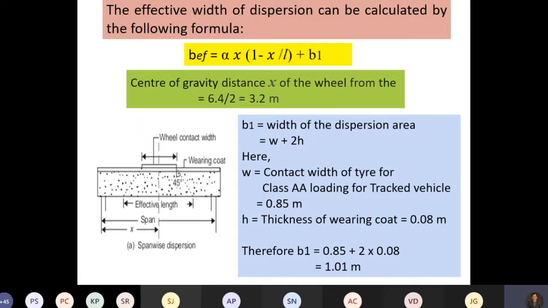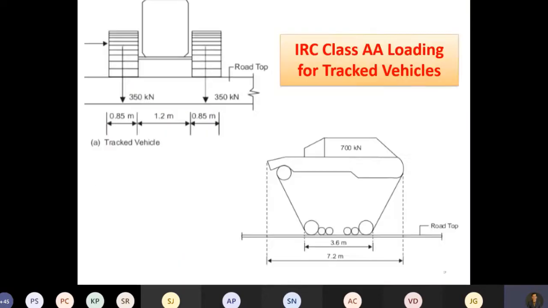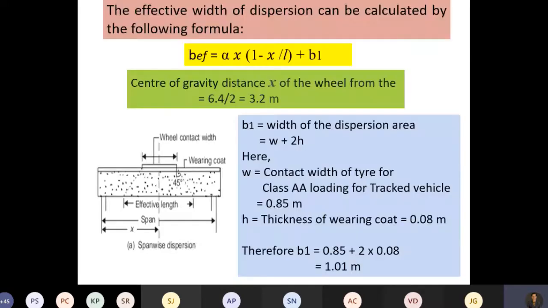Next, we have to find out the effective width of dispersion. It can be calculated by the following formula. What is the effective width of dispersion? That is nothing but the area on which the load will be dispersed or distributed. That width we have to find out. In this case, the track width of the vehicle is 0.85 meter, but the load will not be on this 0.85 meter; it will be dispersed. It will be distributed over some more area than this 0.85 meter. That we have to calculate as the effective width of dispersion.